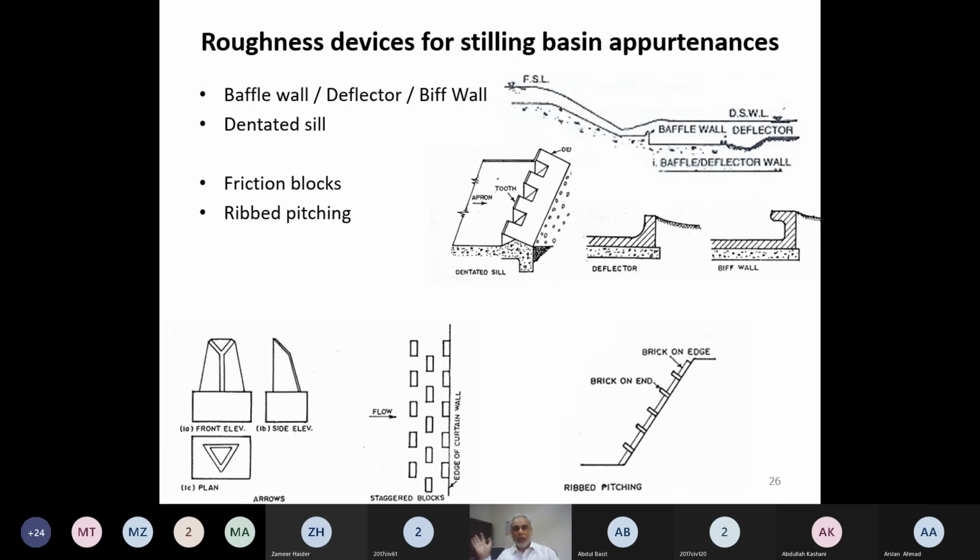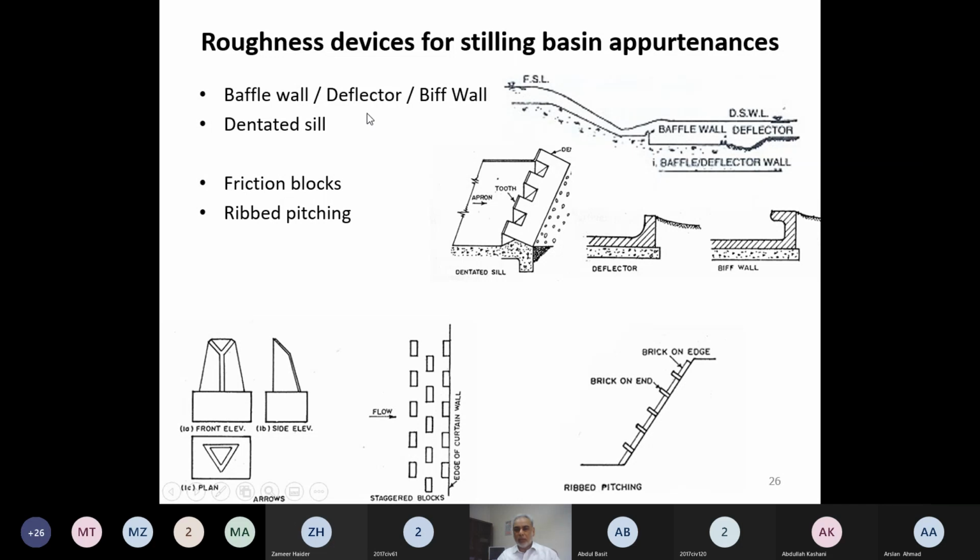One device is the hydraulic jump. That is a hydraulic phenomenon, not a structure. Hydraulic jump is a phenomenon. In addition to that, some hard measures can be taken, some hardware can be utilized to dissipate the energy, and a few of them have been shown to you over here. In the later slides, these will be described one by one.